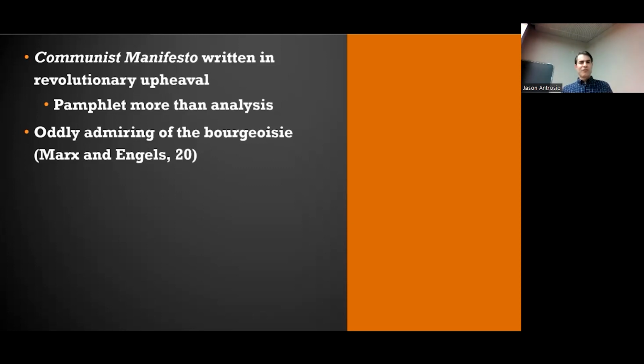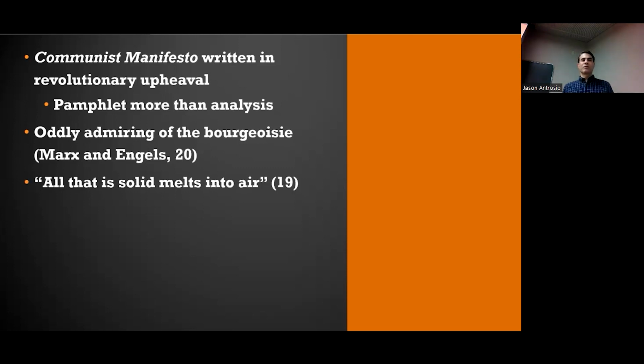I forgot that Marx and Engels were the people who coined this phrase, all that is solid melts into air. I don't know if you've heard this, but this was them. There are so many things that they basically coined. And again, this is talking about how the bourgeoisie would be revolutionizing the means of production. All that is solid melts into air, all that is holy is profaned, and man is at last compelled to face with sober senses his real conditions of life and his relations with his kind.